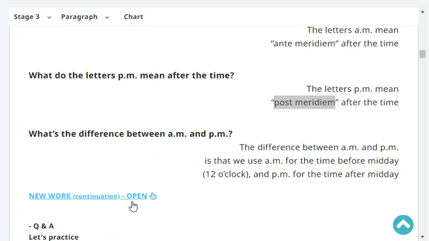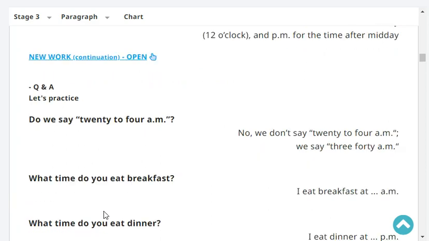What's the difference between AM and PM? The difference between AM and PM is that we use AM for the time before midday and PM for the time after midday. Very good. Do we say 20 to 4 a.m.?